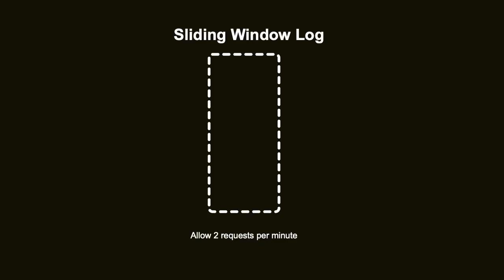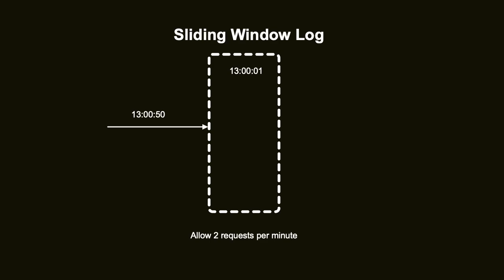So on the screen, you can also see a short demo that I have prepared where there is a request that came at exactly 1 o'clock 1 second. It was allowed. We have added that request time in the logs, right? Then there is a second request that came at 1 p.m.